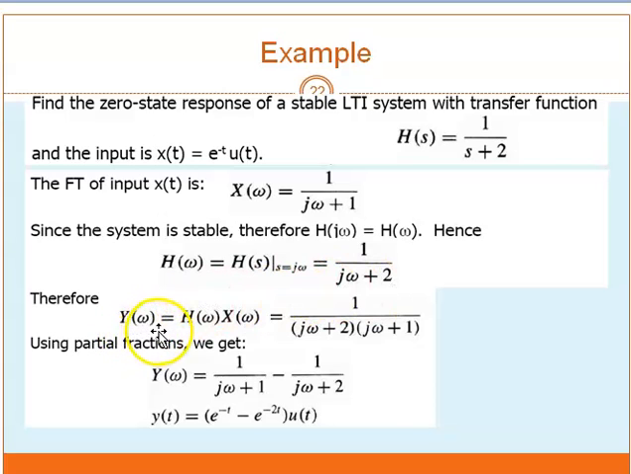Therefore, Y(ω) is equal to H(ω) times X(ω). This will give you 1 over (jω plus 2) times (jω plus 1). So in the end, you will have y(t) equal to e to the minus t, this is from jω plus 1, minus e to the minus 2t, this is from jω plus 2, times u(t).